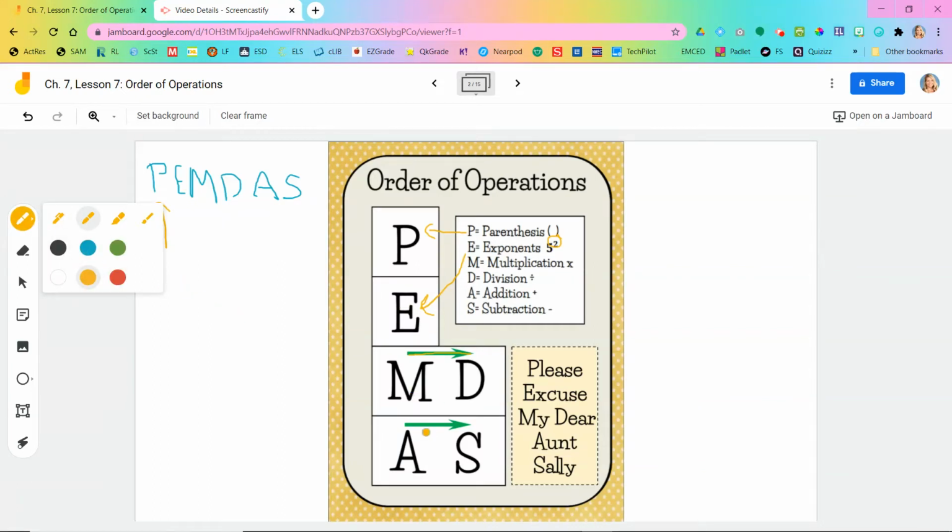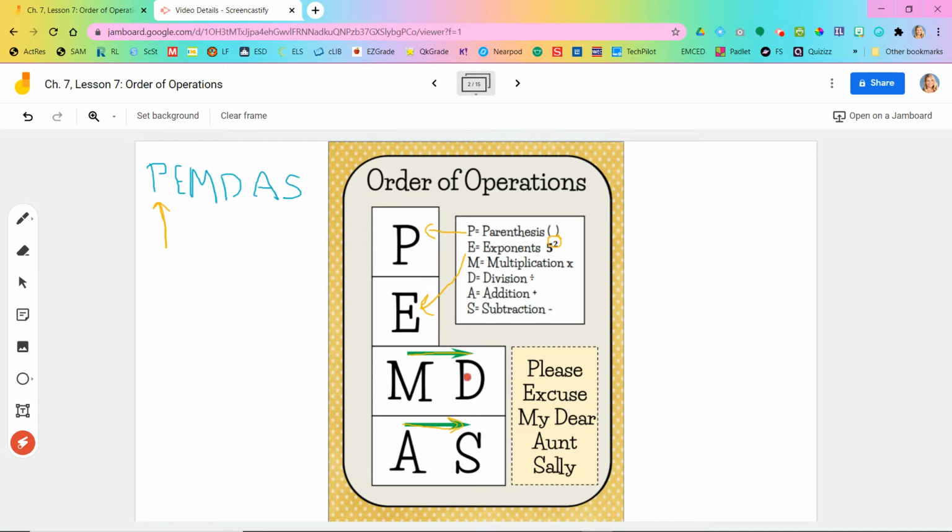But like I was saying, addition and subtraction is the same way. If it's only addition and subtraction in the problem, and it doesn't matter the order of the addition and subtraction, it doesn't matter which one of these comes first, I would simply work it from left to right like my arrow indicates.